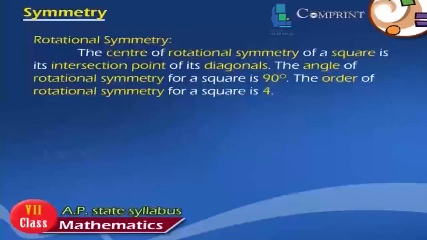Rotational symmetry. The center of rotational symmetry of a square is the intersection point of its diagonals. The angle of rotational symmetry for a square is 90 degrees. The order of rotational symmetry for a square is 4.